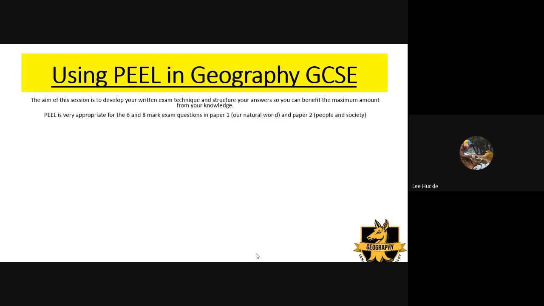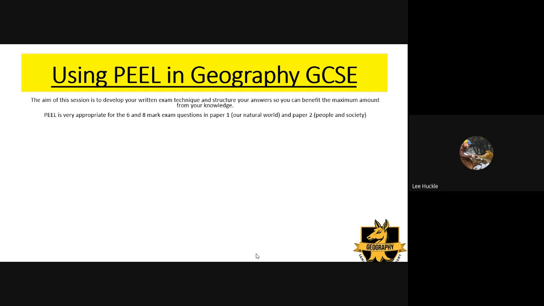Now, questions that you can apply the PEEL structure to are mainly the 6 and the 8 mark questions. You can apply it to the smaller mark questions, the 4 mark questions, for example, but PEEL is very appropriate for the 6 and 8 mark questions that often need a case study example in Paper 1, Our Natural World, and Paper 2, which is People and Society.